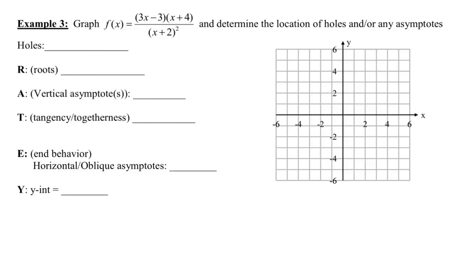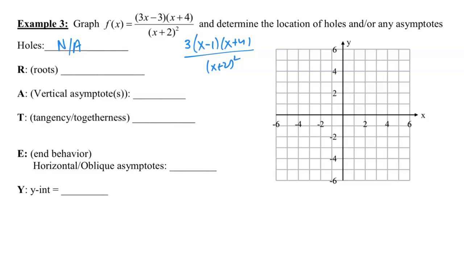Okay, here in example 3, this is very nearly factored completely, but not quite. If you'll look at the first factor, 3x minus 3, a 3 can be factored out of that. So I'm going to go ahead and take out a 3. That'll leave me with x minus 1, and then the x plus 4 divided by x plus 2 squared. And so notice that nothing cancels out, therefore I'm not going to have any holes.